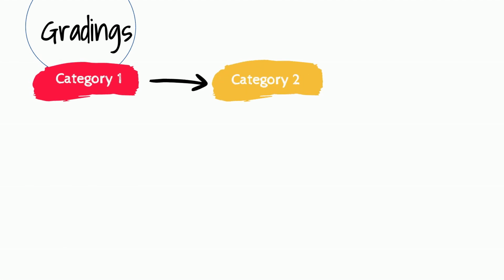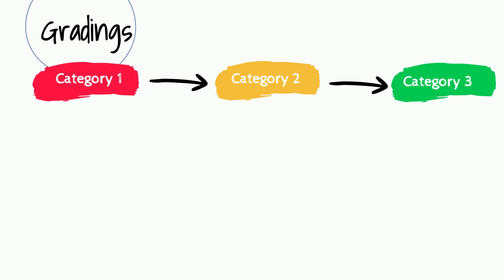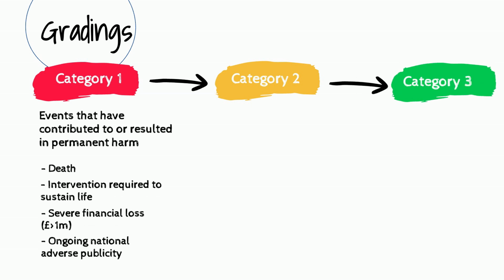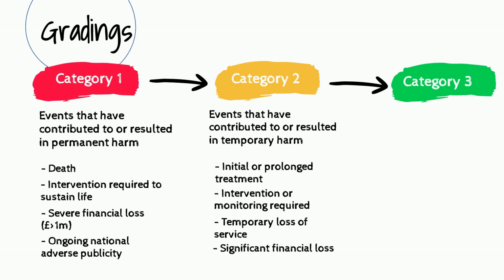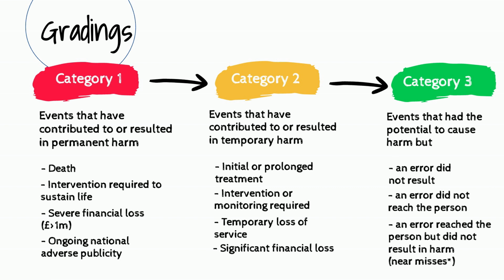Grading of any adverse event is mandatory. The grading outcome will be based on the severity of the impact and will be expressed as either a Category 1, Category 2, or Category 3. Category 1 gradings are events that have contributed to or resulted in permanent harm. Category 2 gradings are events that have contributed to or resulted in temporary harm. Category 3 gradings are events that had the potential to cause harm. These definitions and gradings are explained further in our Adverse Events Management Policy, which can be found on our Adverse Events First Port page.